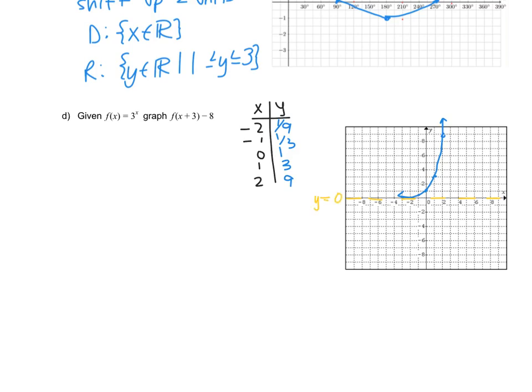So I want you to pause the video here now that we have our base function and finish off this question. State the transformations, write the transformed function, do the transformations on the graph, label it nicely, and then state your domain and range.